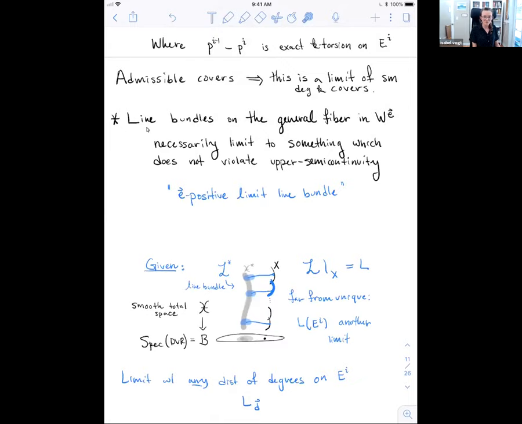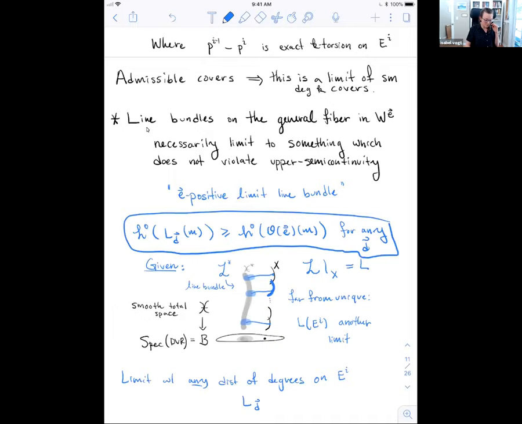So what that means is that h^0 of any one of these L_d twisted appropriately by M has to be at least h^0 of O(E) twisted by M, the conditions that cut out the splitting locus, and this has to be for any degree distribution d. And such limits, which of course are defined up to twisting by components on the central fiber, we term E-positive limit line bundles. So it's some positivity condition imposed by the splitting type E.